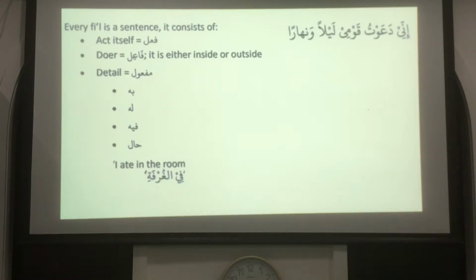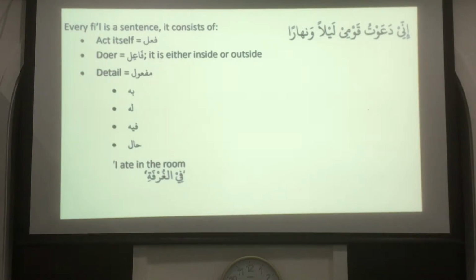Qawmi. How many words in qawmi? Two words. It's mudaf ilayh. My nation. Qawmi, my nation, the nation of mine, okay? Laylan wa naharan. There's wa and here.